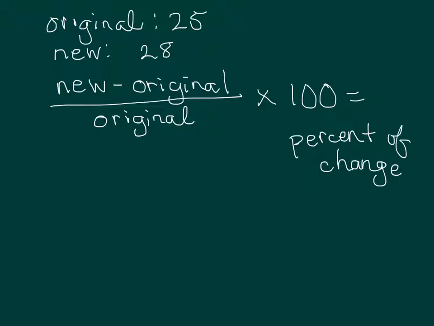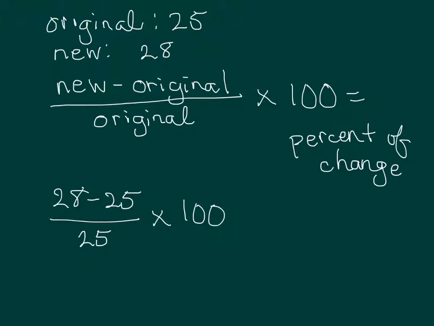So let's plug the numbers in. 28 is our new number. 25 was our original number. We're going to put that over our original number, which was 25, and then multiply it by 100 to get the percent of change. So that's 3 over 25 times 100, and that is equal to 12%. Okay, so since the new was greater than the original, this is a 12% increase.